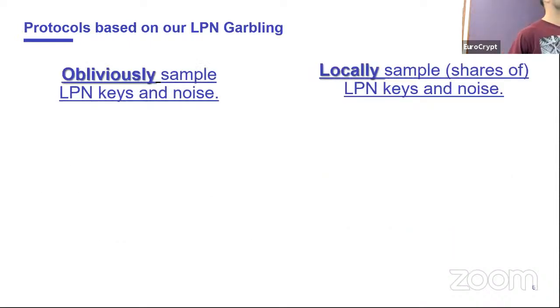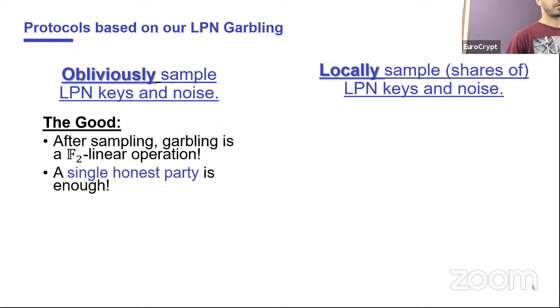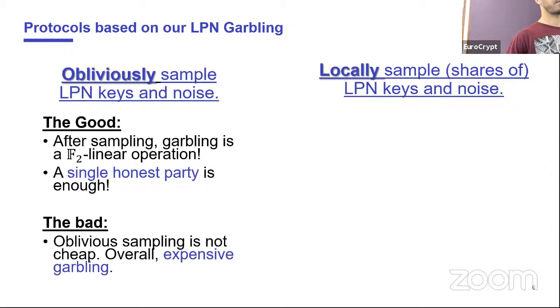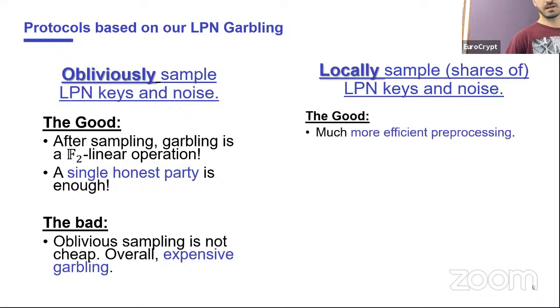Once we have this garbling, we propose two kinds of protocols. In the first one, we sample obliviously the keys and the noise for LPN. The good thing about this is that it is very simple to understand. Once you have sampled all these values, you are just doing linear operations, because matrix vector multiplication is going to be linear over F2. And we can even have a single honest party. The bad thing is that this sampling is really expensive. So this is kind of conceptual, let's say.